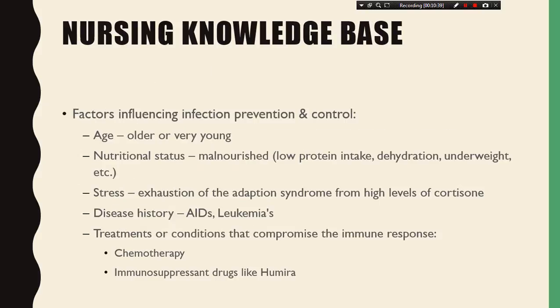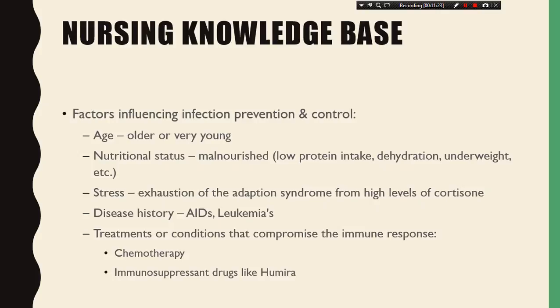Factors that influence infection prevention include age, nutritional status, stress, disease history, and treatments that compromise the immune system. Older people are more at risk for infections due to their medication regimes, disease history, and structural changes associated with age, for example, their lungs or their skin. And some women, as they get older, their urinary structures. Children are at high risk for infections due to their immature immune system. They haven't been exposed to enough infections to build their natural antibodies.